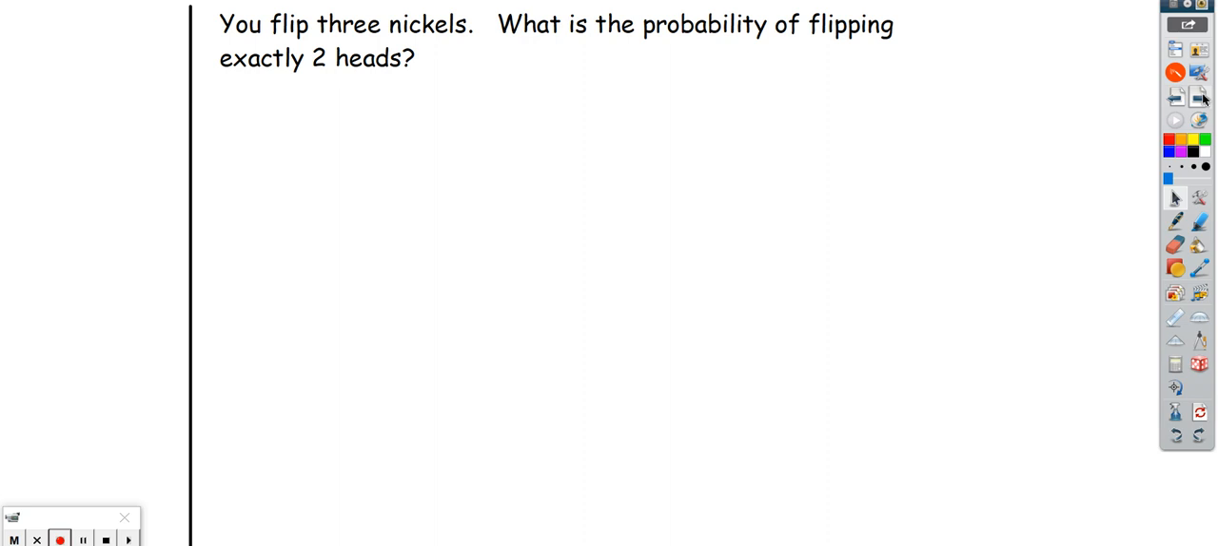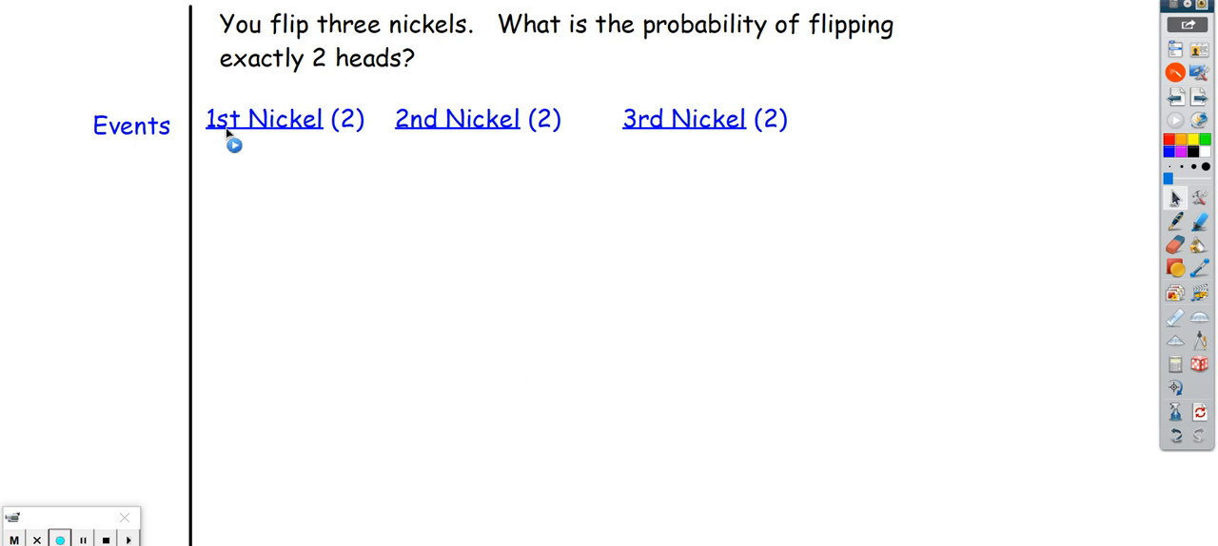So we're going to make a tree diagram again. Remember, on the last example, the first thing we did was list the events. Remember, the events are the things that you're using in your problem. In this case, we're using 3 nickels. We have 3 different nickels. So our events are the first nickel.